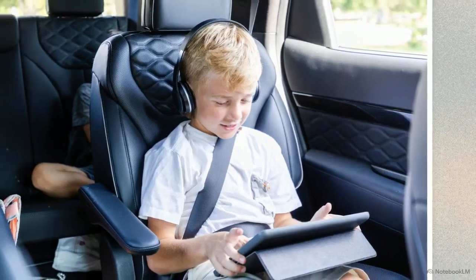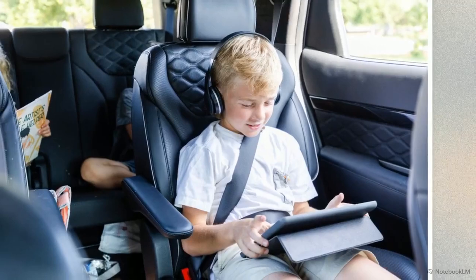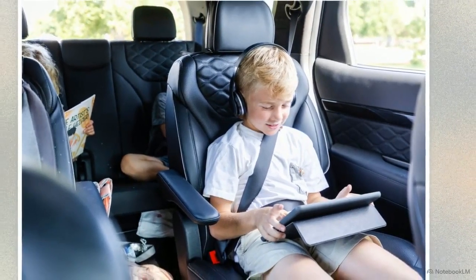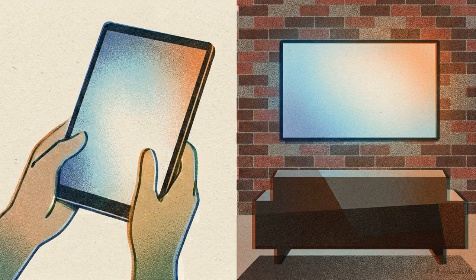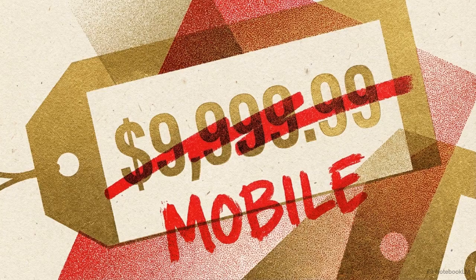A mobile IP address might still reach a human, perhaps a child watching a streaming app on a tablet in the back of a car. But a tablet in a car is not a big screen in a living room. Does a mobile view deserve the same premium price as a high-impact household placement?